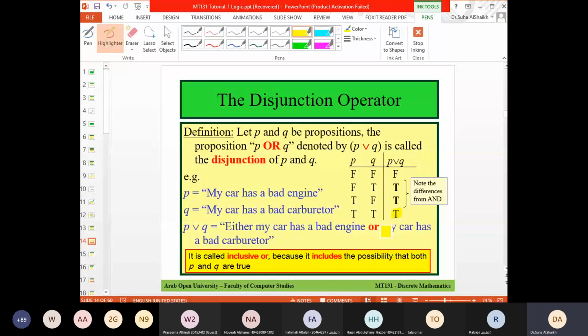Okay? So the only case that the or is false is when both of them are false. Only if both of them are false, it is false. Otherwise, it's true. زي ما شايفين. It's true all the time, except the case that they are both false.